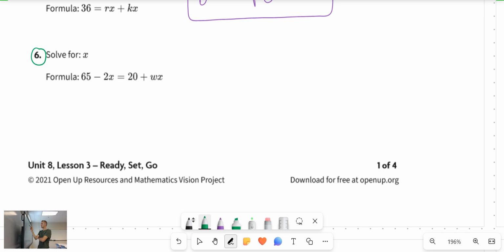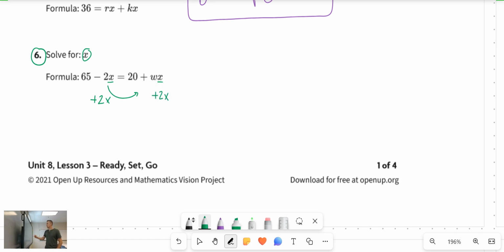All right, solve for x. We're solving for x here. There's an x here and there's an x there. So this is going to be a little bit tricky. How are we going to do this? Well, the first thing we definitely have to do is make sure that our x's are all on the same side. So let's move this x over there. So let's add 2x to both sides.